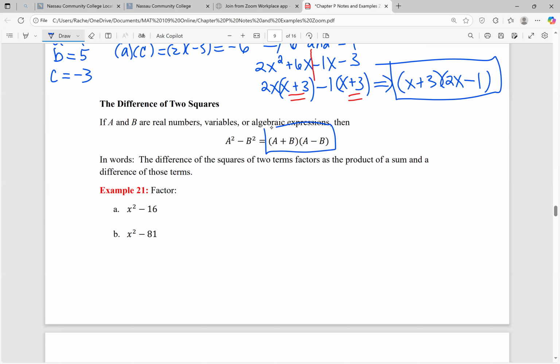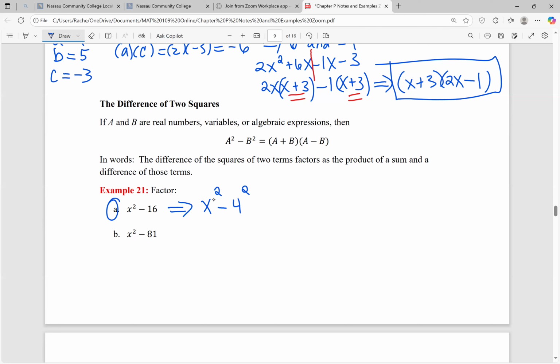So let's do an example. Look at a, for example, 21. I have x squared minus 16. So I'm thinking, all right, my common factor is 1. That's not going to help me. And I do notice I have an x squared and I see a subtraction. So I'm thinking, okay, this could be difference of two squares. And then I look and I say, okay, 16 is a perfect square, right? If I rewrite this, this is the same thing as x squared minus 4 squared.